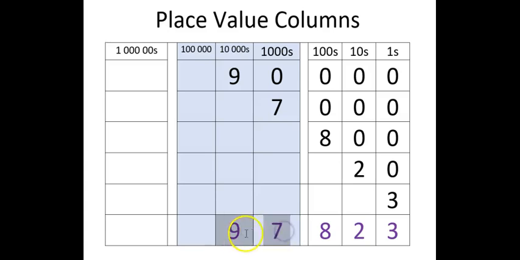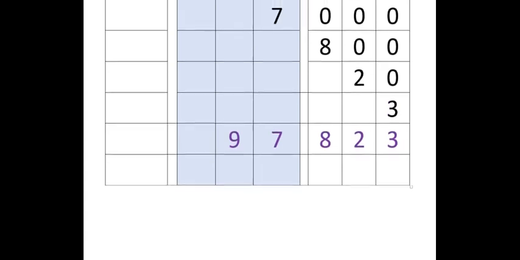So we have 97,000 because everything in these 3 columns is a group of 1,000, 823. All right, let's read that number again. 97,823. I think I've got it right that time. So let's read it again and get it right. 97,823. Now, if I was to give you another number, I wonder if you could practice reading it.